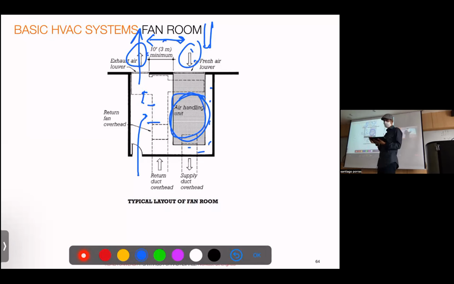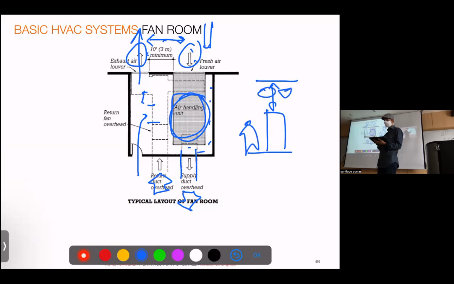That's additional element, right? And then you need big space for the supply duct to go to the rest of the floor of the building and for the return duct. So that means you will need to have enough ceiling space for those ducts, right? And enough space for them to go side by side.